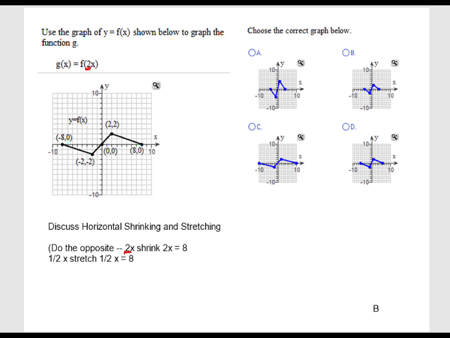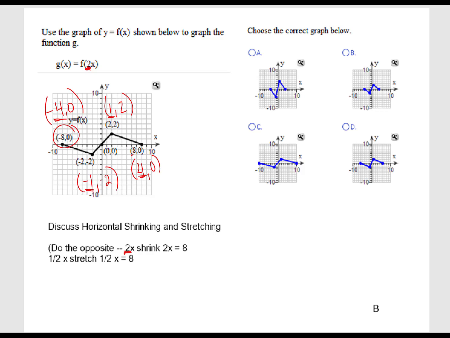Okay, so what I'm looking for now is -4, 0. So all these points right here: -4, 0, -1, -2. So notice I'm just changing my x's to half of what they were. 1, 2, 0, 0 stays 0, 0, and 4, 0. So I just changed all of my x's to say what I'm looking for.